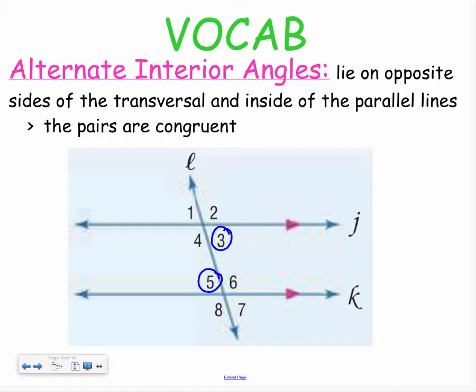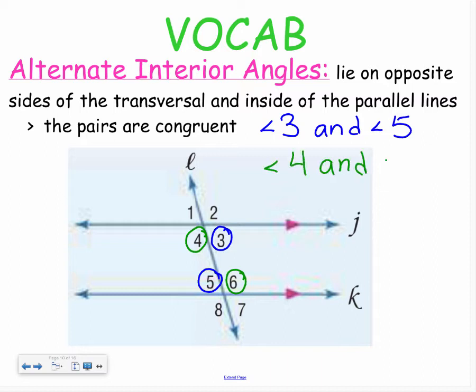Those 2 angles are congruent. So the first pair is 3 and 5, leaving the second pair to be 4 and 6.